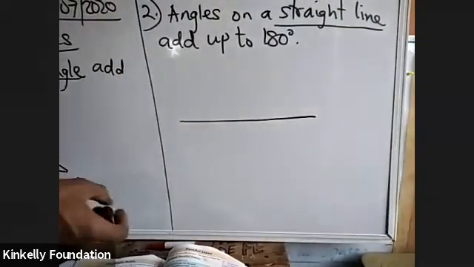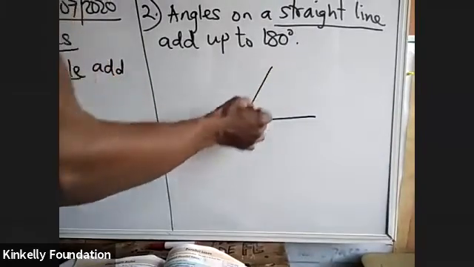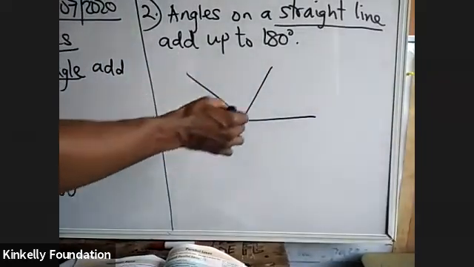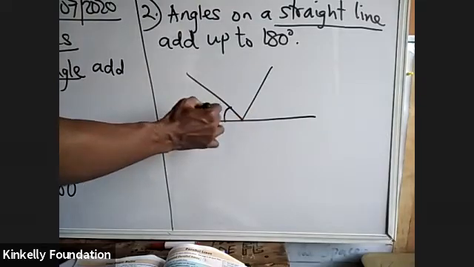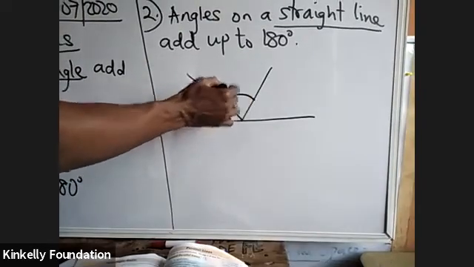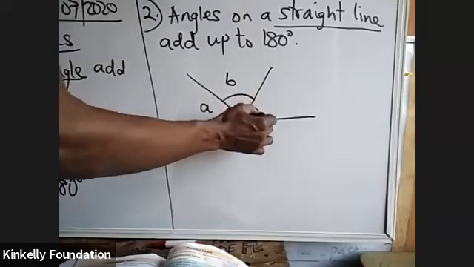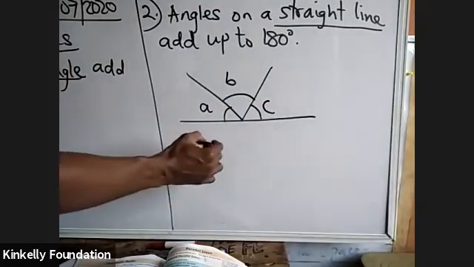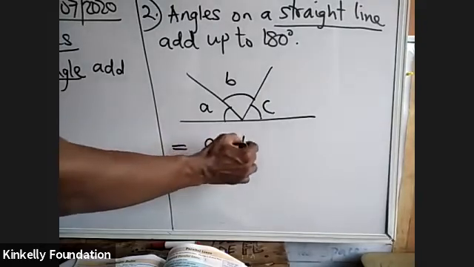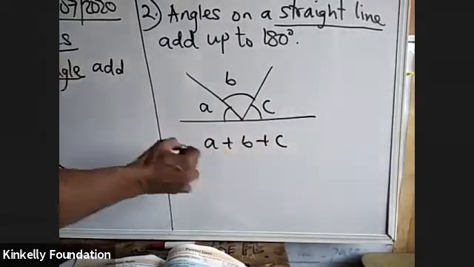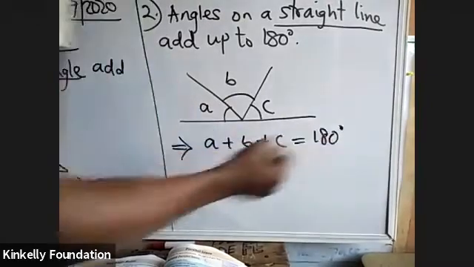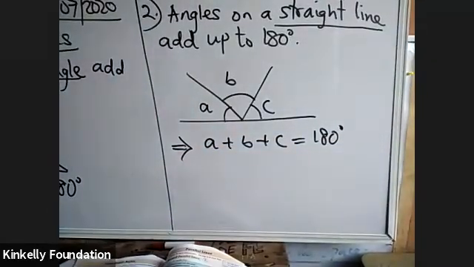Consider this to be a straight line, and we have an angle here, we have an angle here. This is an angle, let us call it A. This is an angle, let us call it B. This angle, let us call it C. What this means is that A plus B plus C is equal to 180 degrees. This is what this rule is talking about.